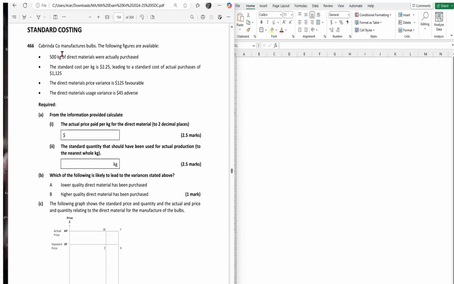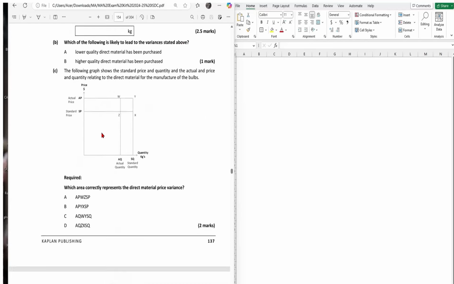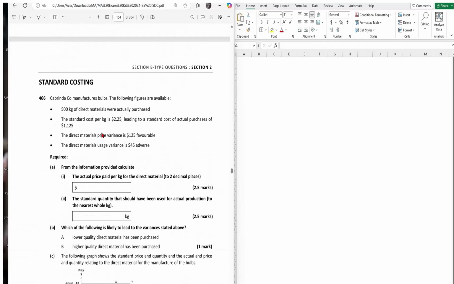The question background says Cabrinda company manufactures bulbs. The following figures are available. 500 kg of direct materials were actually purchased. Standard cost per kg is 2.25, leading to a standard cost of actual purchase of 1125. Direct material price variance is 125 favorable. Direct uses variance is 45 adverse. Now they have provided the four requirements, and based on this information we need to perform the calculation.